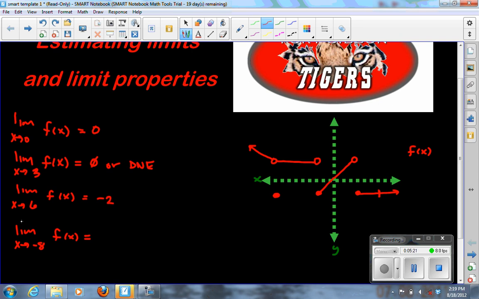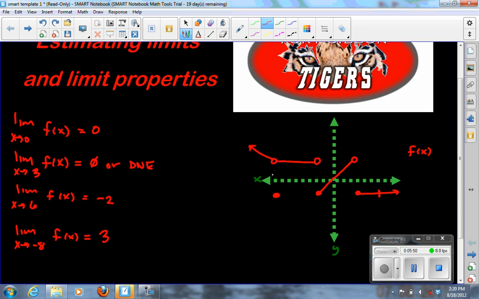Right here, the limit as x approaches -8. That's 1, 2, 3, 4, 5, 6, 7, 8, about right here somewhere. Here's where x equals -8. So I'm going to approach my function from both sides. Here's my function from the left. Looks like I'm approaching a y value of about 3. And from the right, I'm approaching a y value of about 3, because this is always 3. So this answer would be 3, again, because from the left I'm approaching 3, and from the right I'm approaching 3.